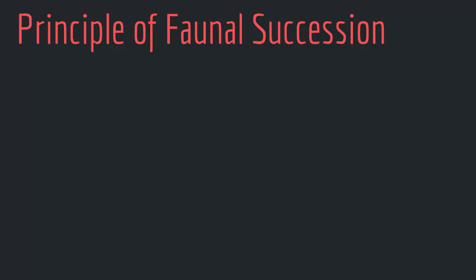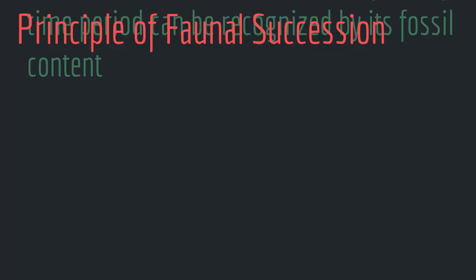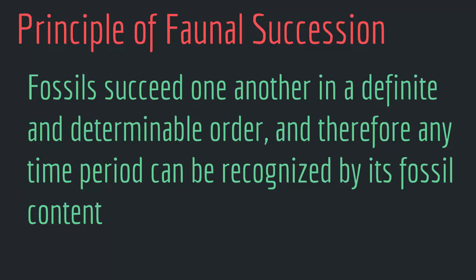Then we have another concept, and that is the principle of faunal succession. The principle of faunal succession basically says that fossils succeed one another in a definite and determinable order, and therefore any time period can be recognizable by its fossil content. So what this principle basically says is that each period contains certain fossils that are distinct to that period. For example, you cannot have a human bone in a period where mammoths or dinosaurs lived, since humans came after dinosaurs. And you apply this faunal succession to every fossil that you have. Fossils come after each other, and certain fossils cannot be found in a period before they existed.